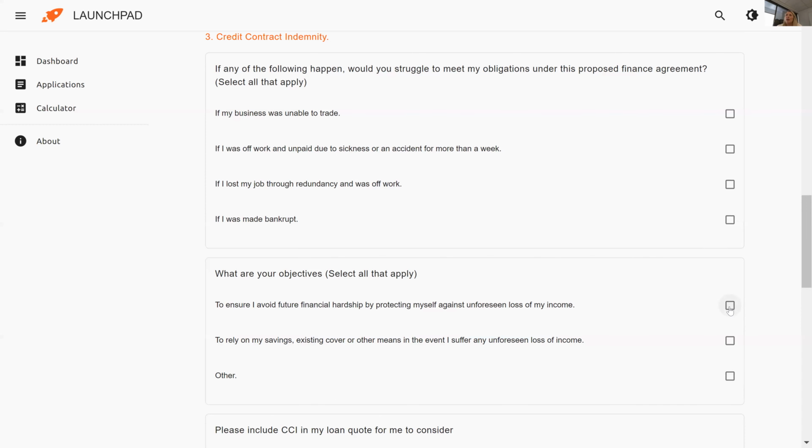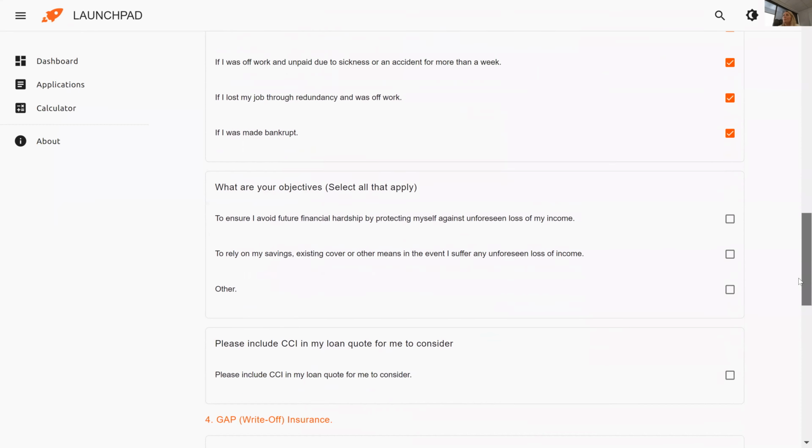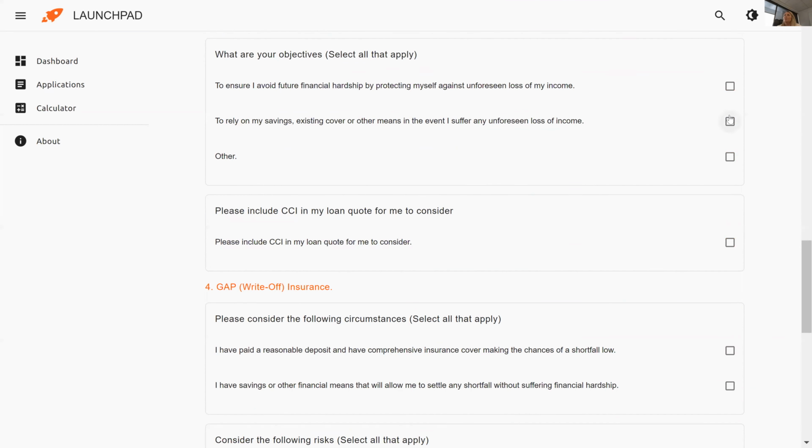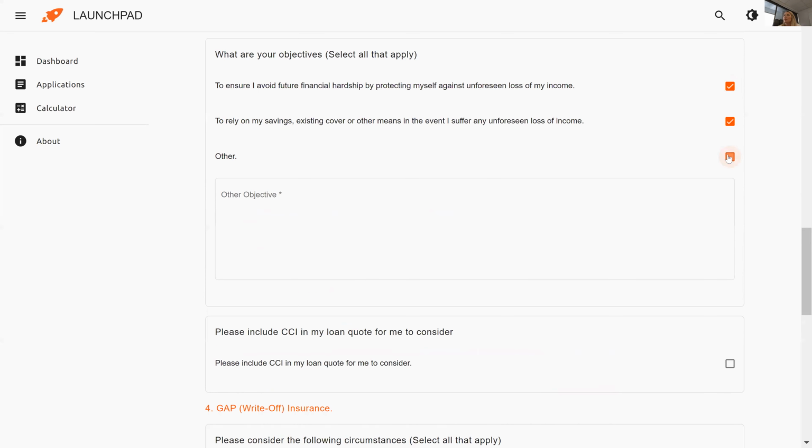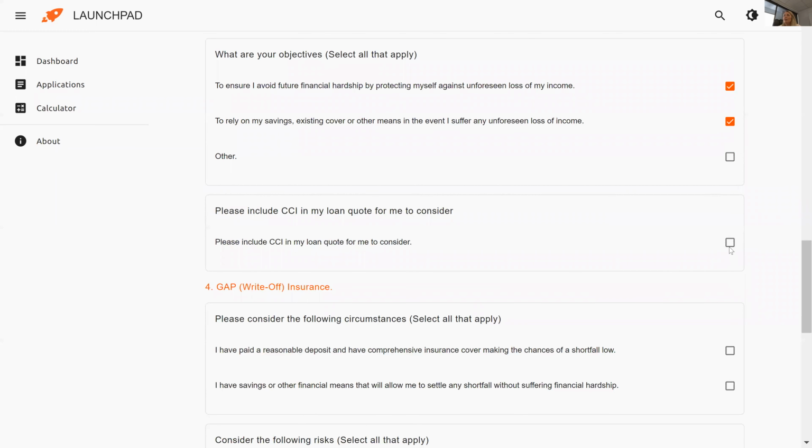What are your objectives? To ensure I avoid future financial hardship, to rely on my savings. So that takes you through the CCI questions and the GAP questions. They're exactly the same down through GAP. We just tick all these. Any other information, if there is anything there.